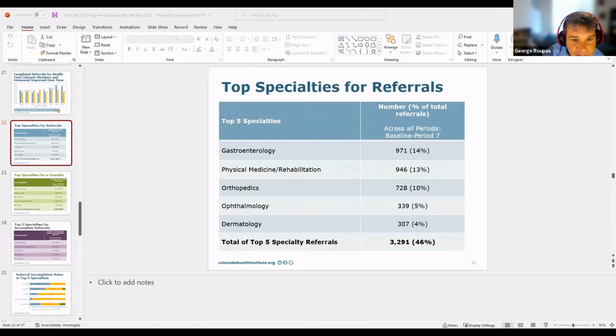Oh, there you go. Yeah, okay, so those are the ones that make sense. The top specialties for referrals as found by this group are listed here. So no behavioral health. Yeah, I didn't think so.